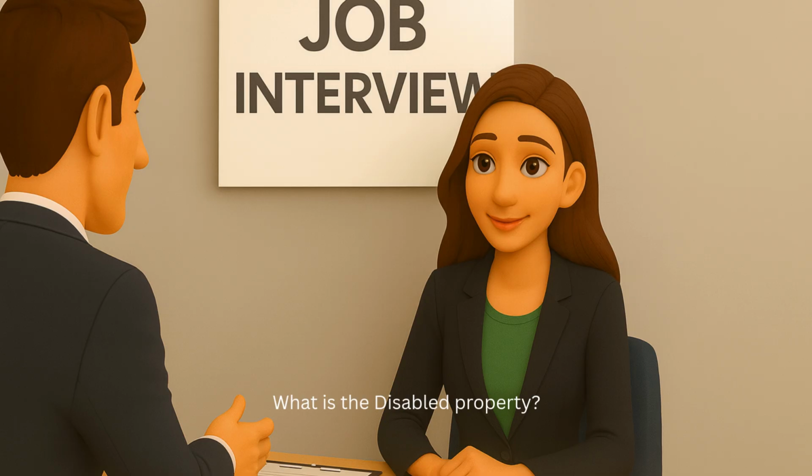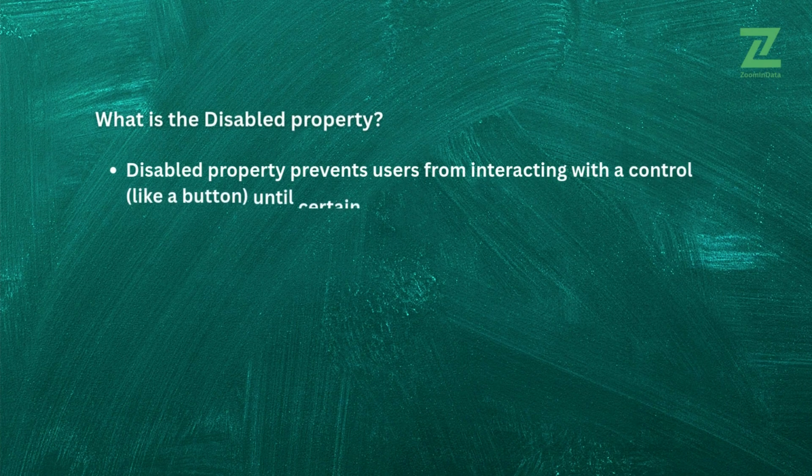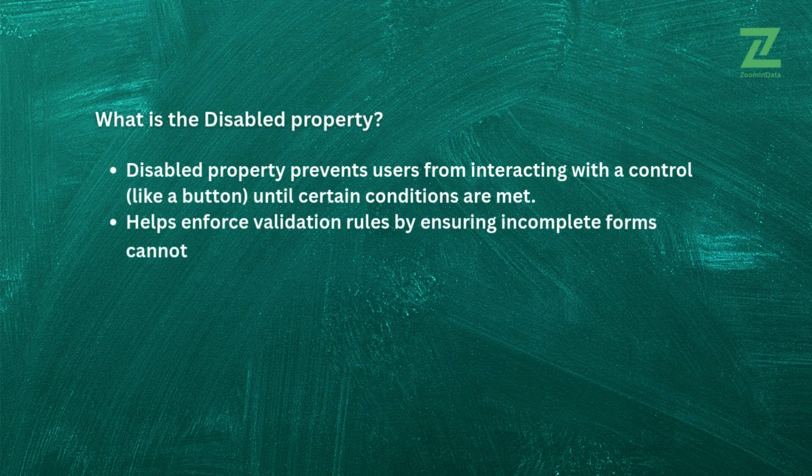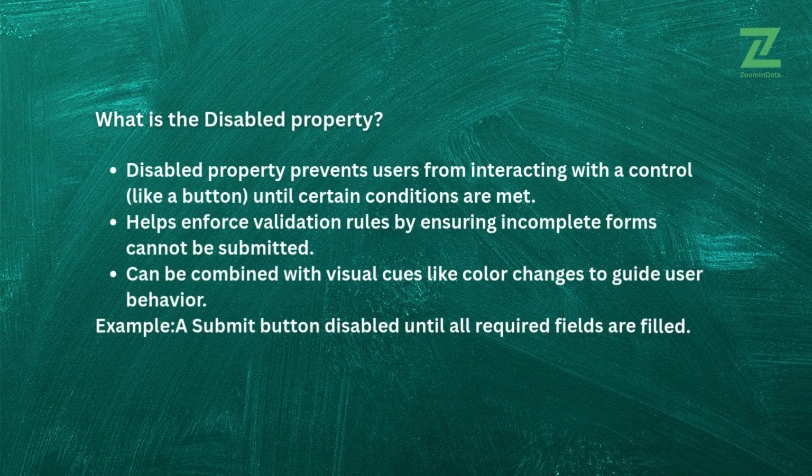What is the disabled property? Disabled property prevents users from interacting with a control, like a button, until certain conditions are met. Helps enforce validation rules by ensuring incomplete forms cannot be submitted. Can be combined with visual cues like color changes to guide user behavior. Example: a submit button disabled until all required fields are filled.